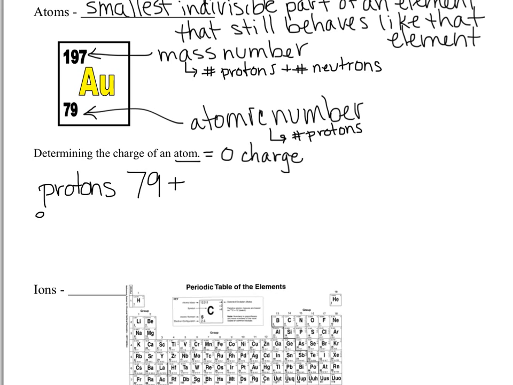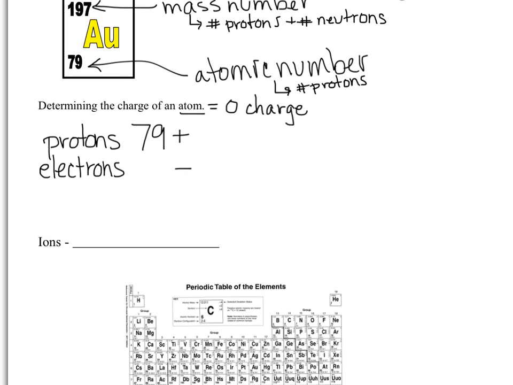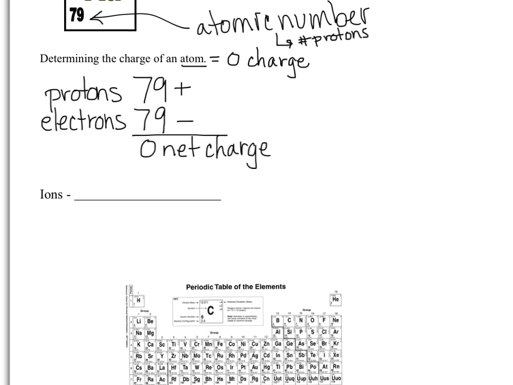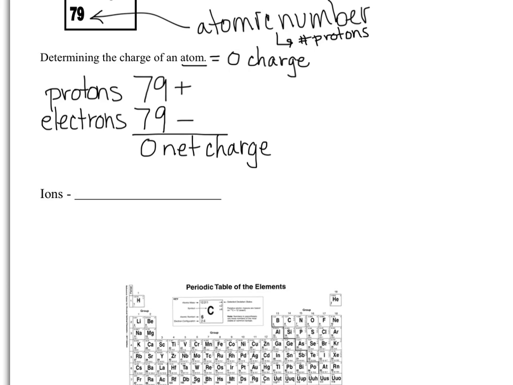We also know that it must have electrons, and electrons are negative. If it's going to have a net charge of 0, then it must have 79 electrons. Atoms, if we say it's an atom, always have a 0 net charge, but that's not always the case. Sometimes we have ions. Ions are atoms that are charged.